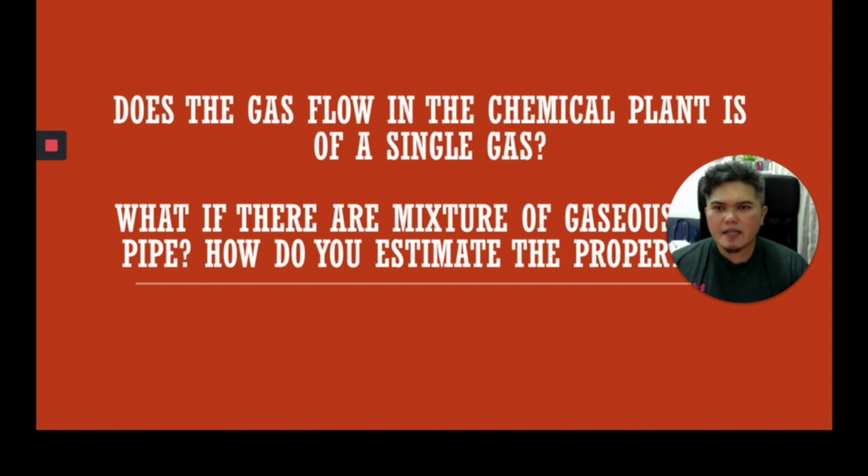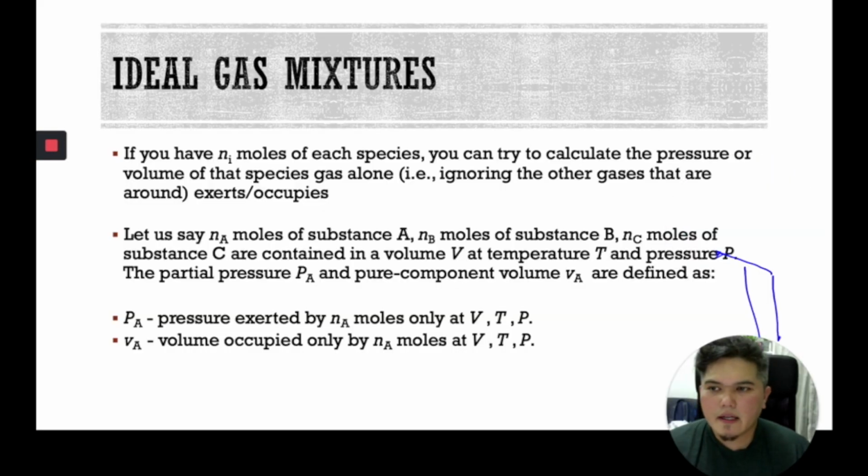Usually in a single stream, you wouldn't find a single gas. There are actually multiple gases, so how do we estimate the properties of the gas? How do we estimate the density of the gas, for example, the volumetric flow rate, or the partial pressure? All of these are important for us to determine. Let's now have a look at ideal gas mixtures.